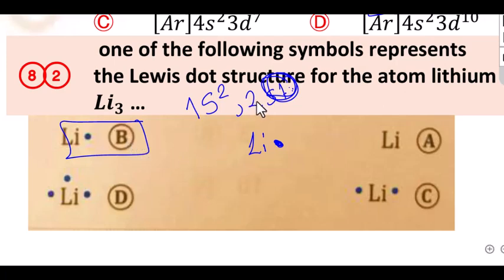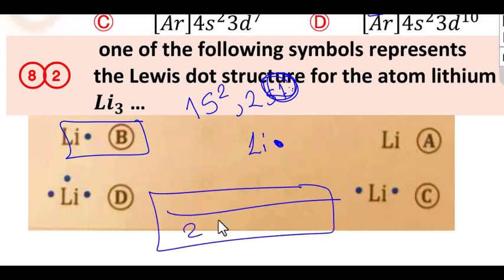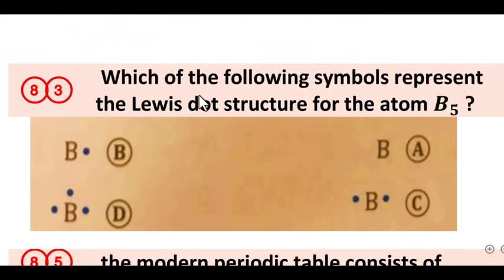How do we know the valence electron? Make the electron configuration and take the second level, or use the rule 2, 8, 18. Here 3 electrons, so put 2 here, and the valence here is 1. The valence is 1 electron, so 1 dot according to the Lewis structure.